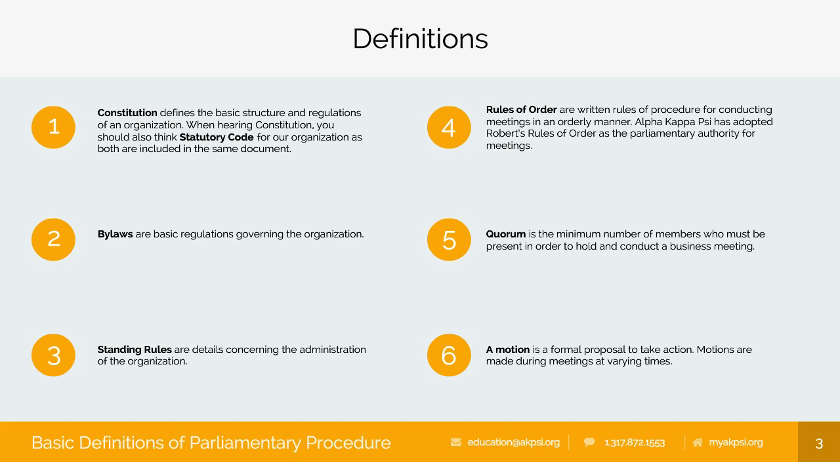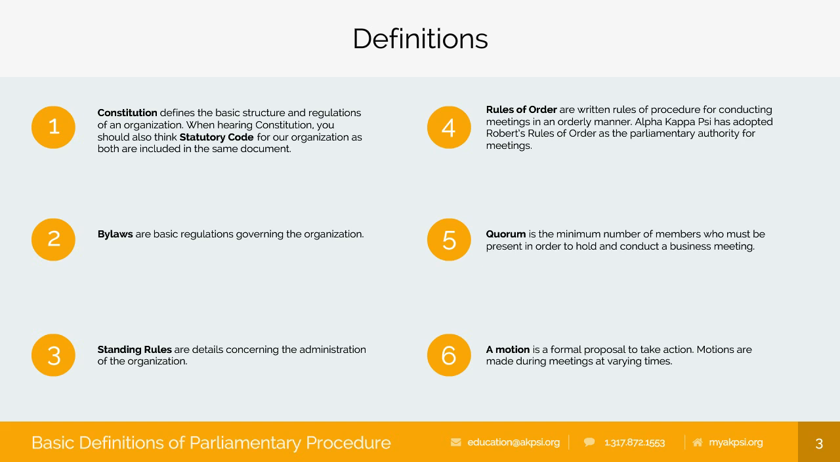Bylaws are basic regulations governing the organization. Outside of our organization, it may be common thought to think of the Constitution and bylaws as one and the same, but per our governing documents, bylaws typically refer to the chapter bylaws, while the Constitution refers to the rules set for the entire fraternity.